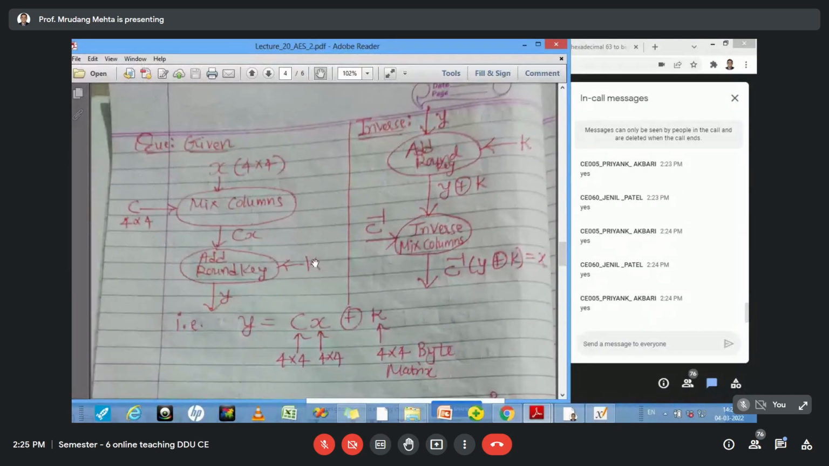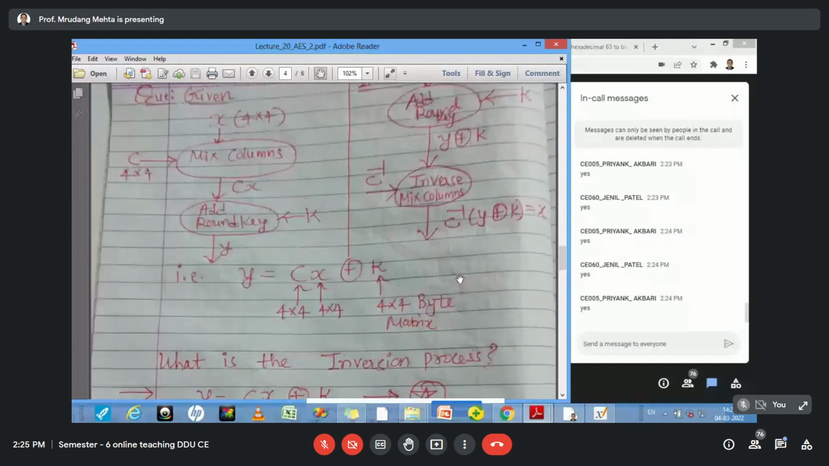Now, the second situation is with the remaining two operations, mix column followed by add round key. If we perform add round key followed by inverse mix column, is it the same? Let us look at this. X is a 4 cross 4 matrix, which is multiplied by C. So what we get is C into X. Then we perform add round key. So we have Y. So Y equals C into X, XOR K. Right? So this is our output after these two steps. But if we do the reverse, what we get? Y XOR K multiplied by C inverse. Right?